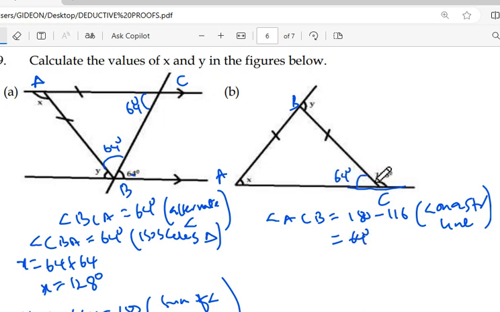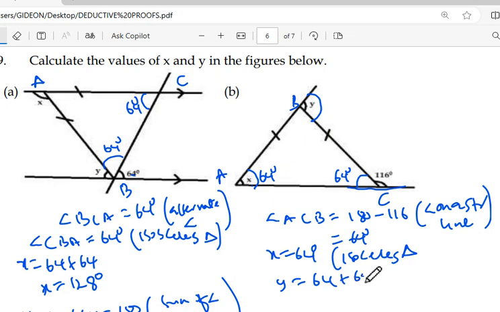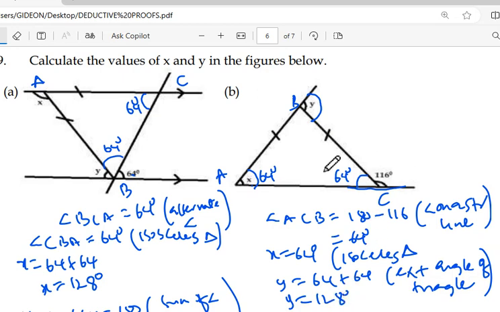Wow, what a coincidence. So if this is 64, this is also 64, because it's an isosceles triangle. So x is equal to 64. Isosceles triangle. So if this is 64 and this is 64, to get y will be very easy. y will be sum of this. So y is equal to 64 plus 64. That's exterior angle of triangle. So y is equal to 128 degrees. So that's it.